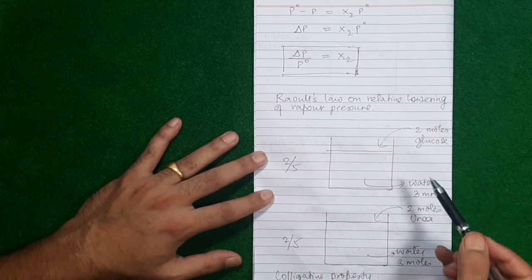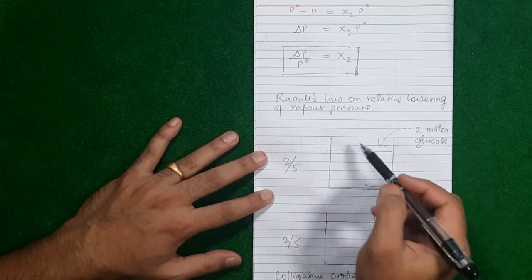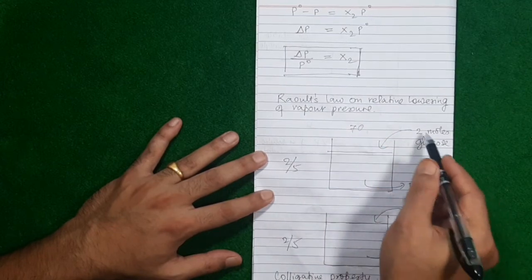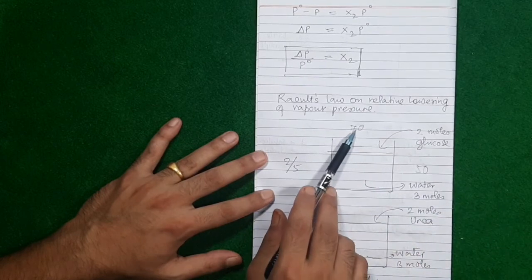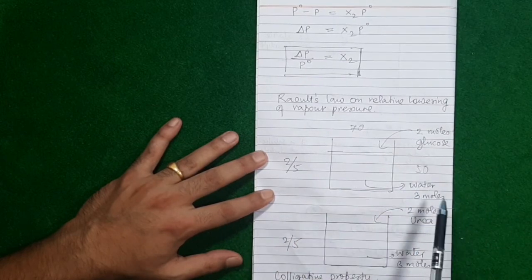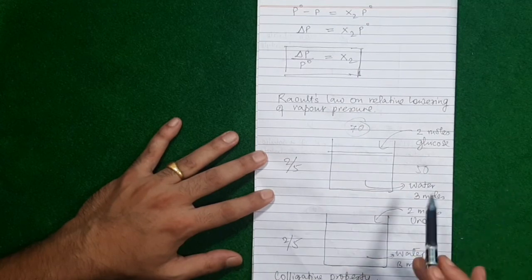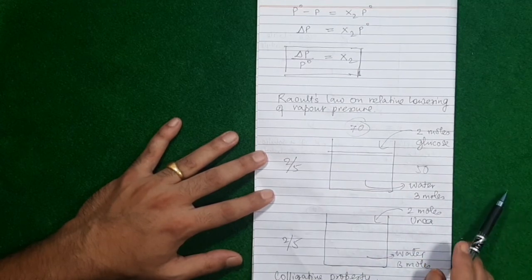So let's say the vapor pressure of pure water was 70. Now because you added 2 moles of glucose, let's say it has come down to 50. So the lowering is how much? 70 to 50, 20, divided by the original vapor pressure 70.